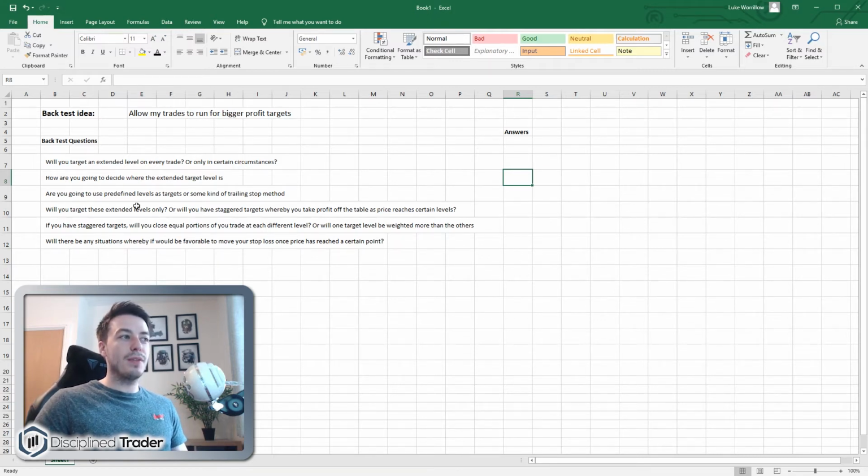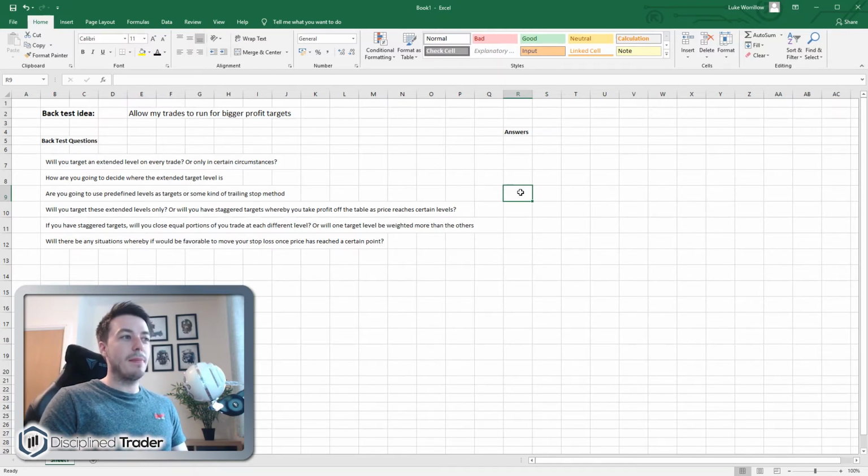Are you going to use predefined levels, or are you going to use a trailing stop? Well, this is what I was sort of talking about with the crossover. Am I going to use a predefined level? These two will answer everything I need to know about predefined levels. Trailing stop method is something that I haven't come across yet in these previous two questions, so I need to test a trailing stop method as well. And that might be a couple of them.